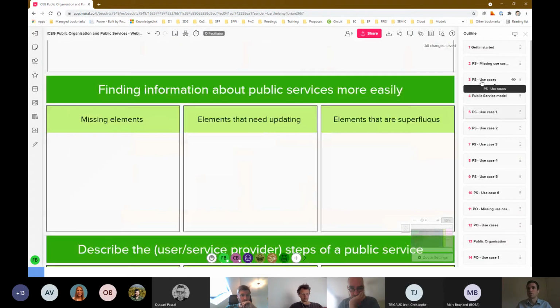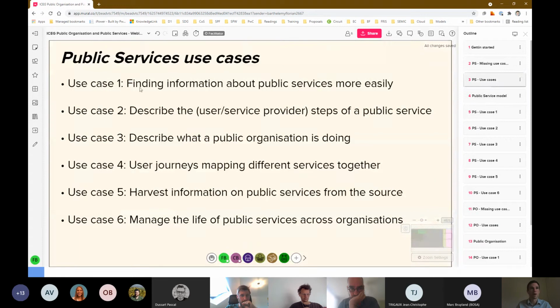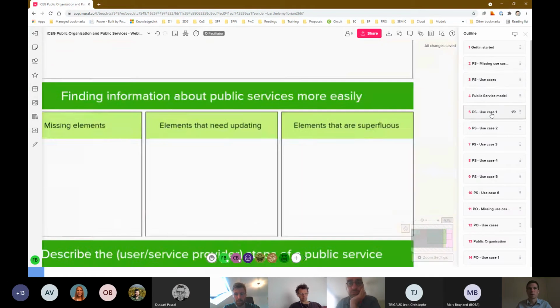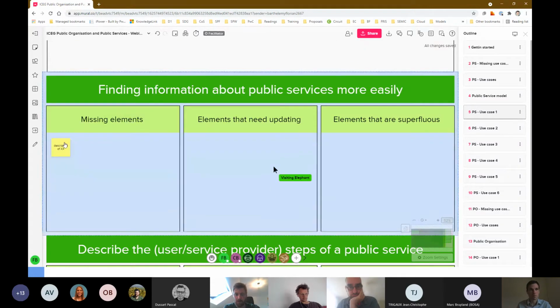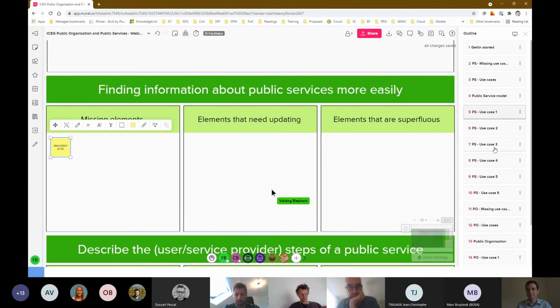And for that, you can go to the list of all use cases and you look through it. And for example, you say, it's about finding information about public services more easily. So in use case 1, you can add a sticky note. I would like to find a description of something. That's one way of doing it.